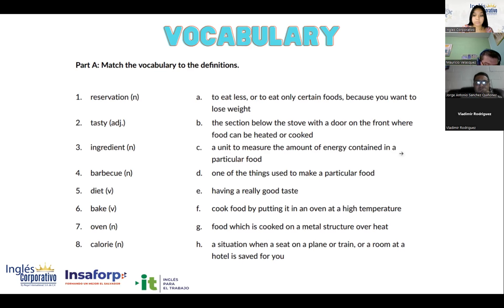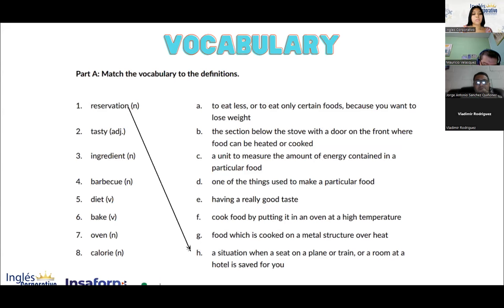Letter H. Can you please read letter H, George? A situation when I sit on a plane or train or a room at a hotel is safe for you. Okay, thank you. Yes, that is reservation. What about tasty? How can you define it?